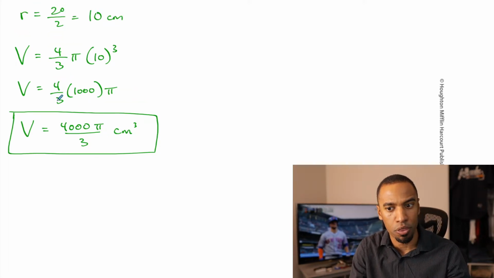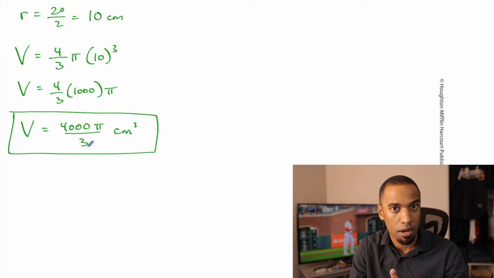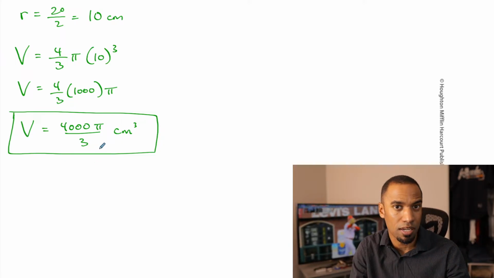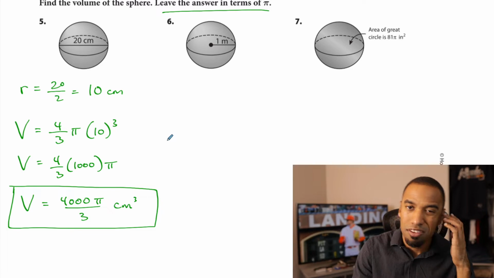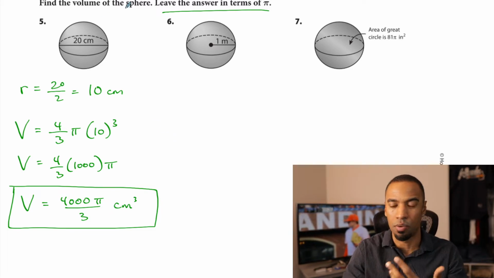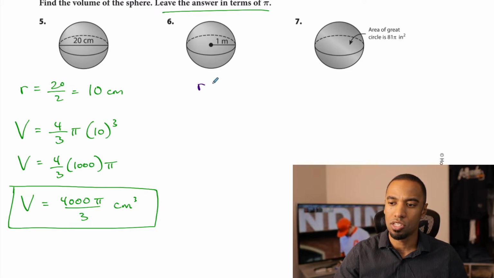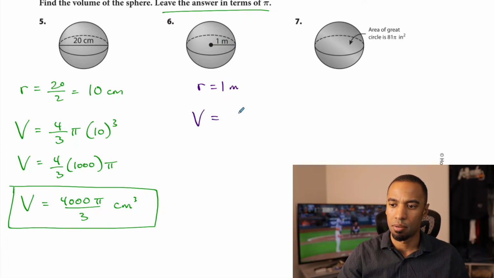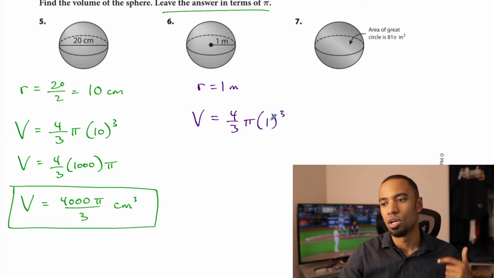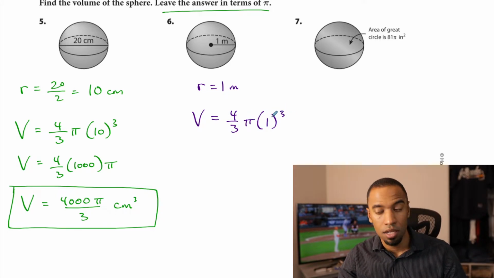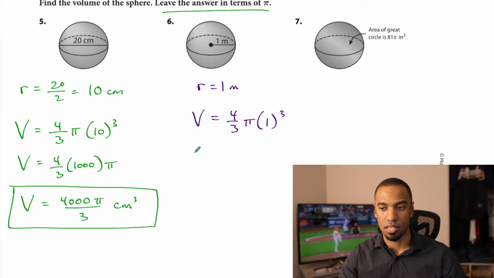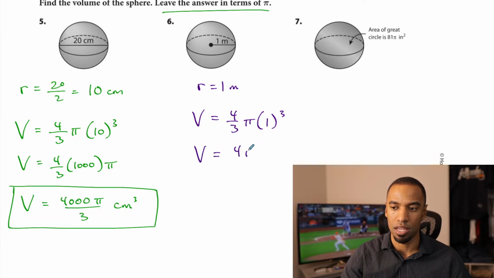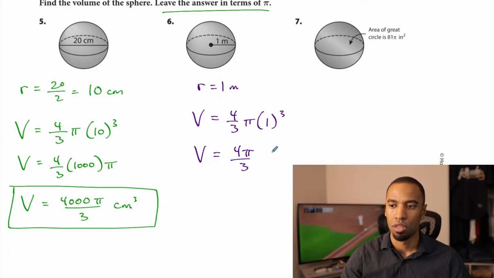If all of them have 4/3, often, unless you can divide by that 3, it's likely that you have a repeating decimal. So just kind of be aware of that. And that's kind of what I'm playing with on these ones. All right, your radius is 1 meter on this guy right here. And so the volume on number 6 here is 4/3 pi r cubed. 1 cubed is 1. 1 times anything is just that something. So your volume here is 4 pi over 3 cubic meters.